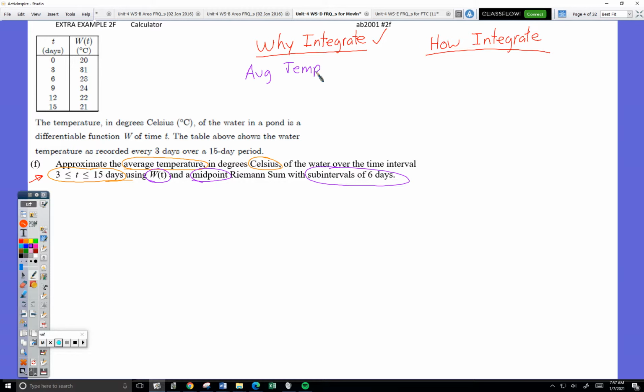So the integral I create looks like this. I'm going to integrate whatever I am averaging. So because I'm averaging W, water temperature, that's what I integrate. Make sure, since this variable is t, this has to be dt. I want to find that average over a period from day 3 to day 15. And because this is an average, I have to divide. So I've got to have this out front. That's the why right here. That's not the how, that's just the why we are integrating.